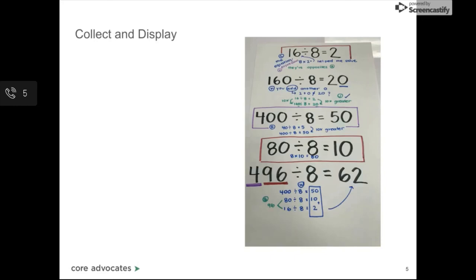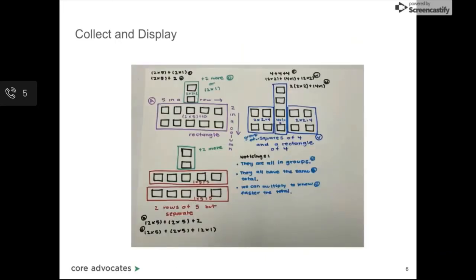By displaying one student's thinking, the reasoning of their peers was able to come to light in a manner that benefited all students. This second example of collect and display captures my students' thinking as we explored models and the relationship of expressions.